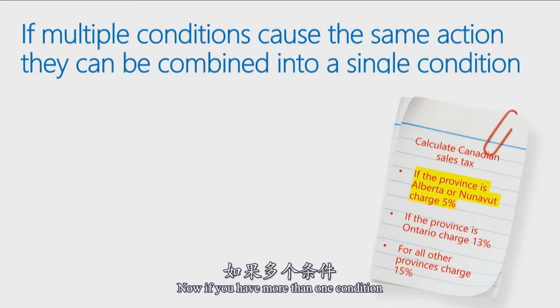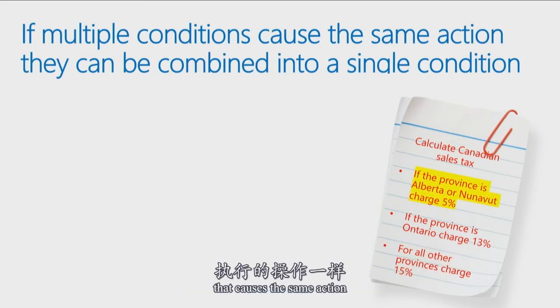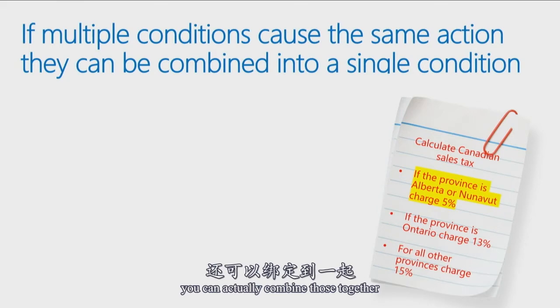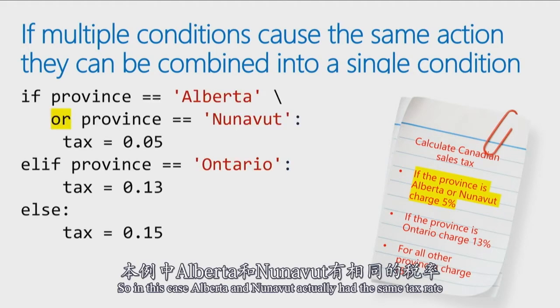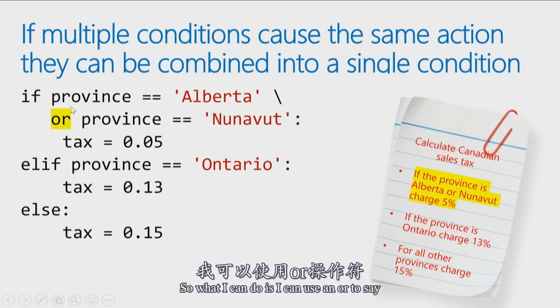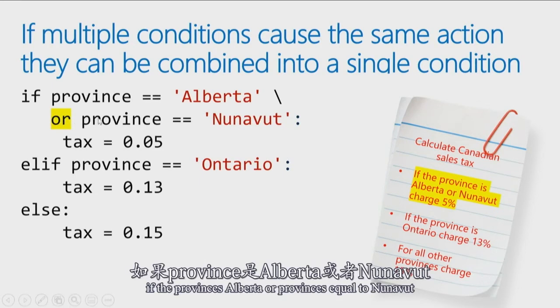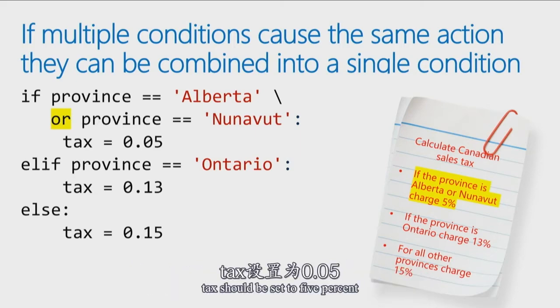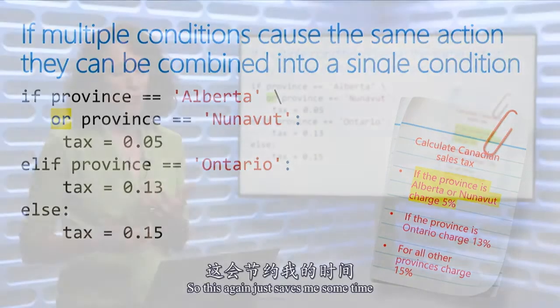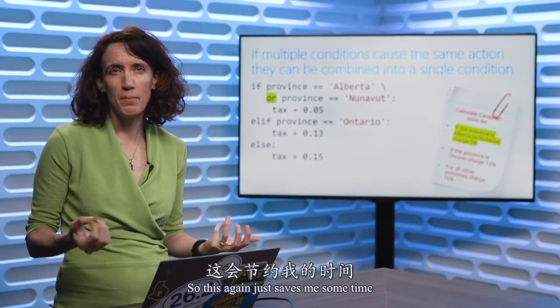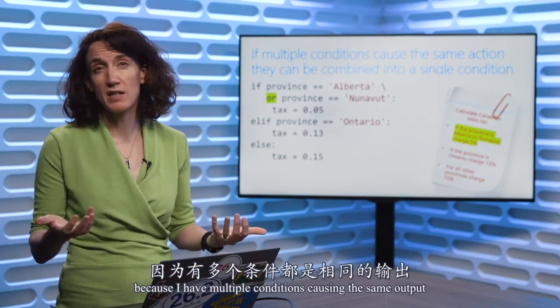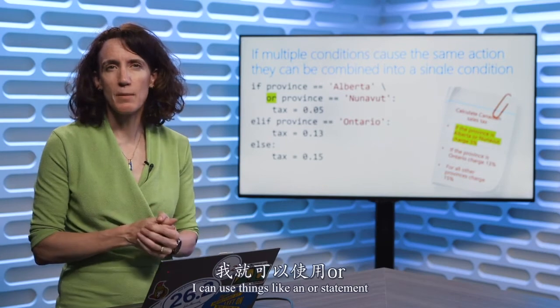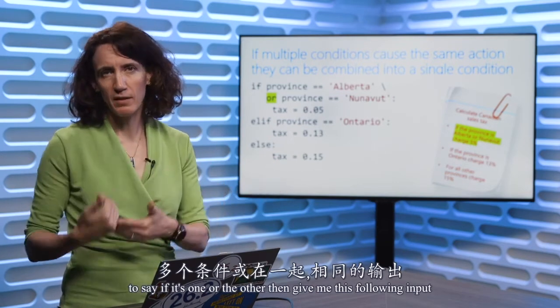Now, if you have more than one condition that causes the same action, you can actually combine those together. So in this case, Alberta and Nunavut actually have the same tax rate. So what I can do is I can use an or to say, if the province is Alberta or province is equal to Nunavut, tax should be set to 5%. So this again just saves me some time because I have multiple conditions causing the same output. I can use things like an or statement to say if it's one or the other, then give me this following output.